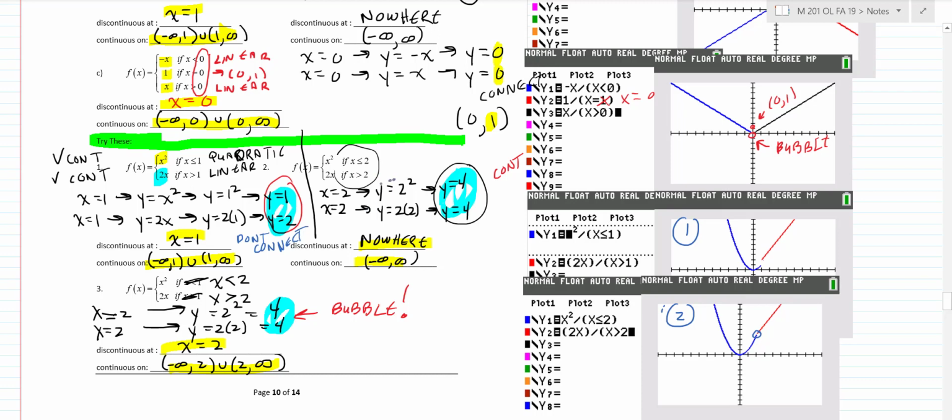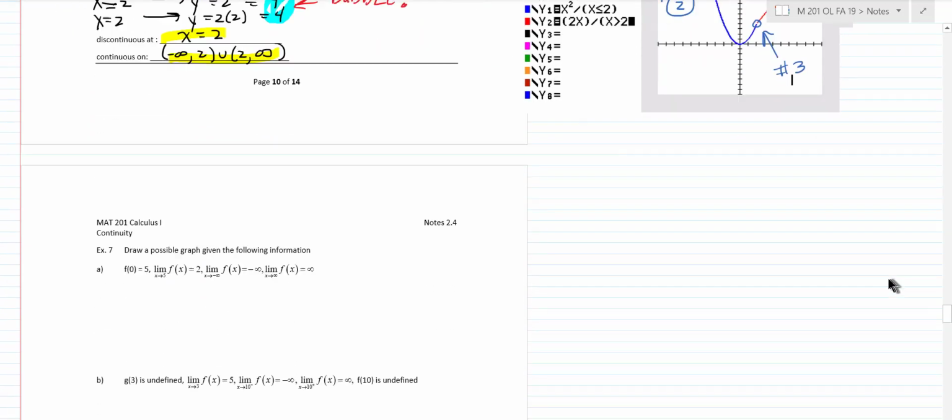That's really the difference between problem 2 and problem 3. No bubble on 2, so it's continuous. Bubble on 3, so it's discontinuous. Okay, so that's how number 3's graph would look. Hopefully, again, you can reason most of these things out without having to look at the calculator. But the calculator should make things hopefully crystal clear to you.